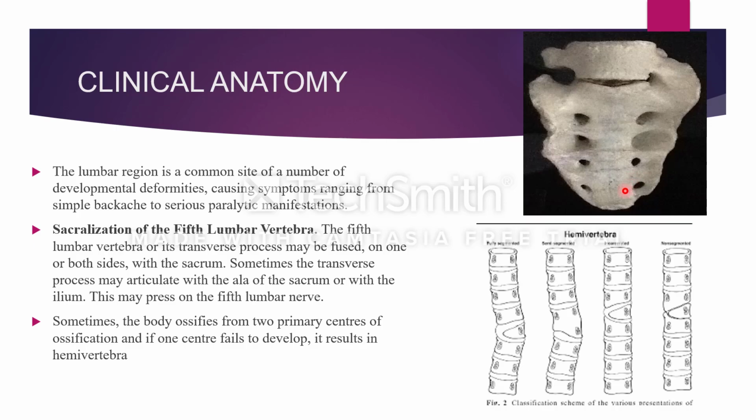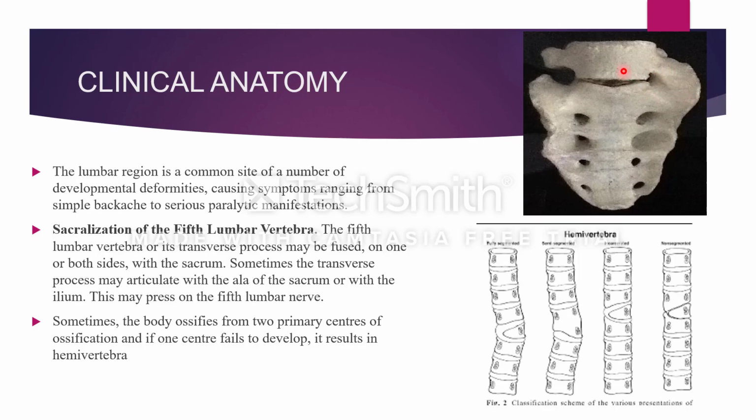What is sacralization? The 5th lumbar vertebra or its transverse process may be fused on one or both sides with the sacrum. Here, this is the 5th lumbar vertebra and this is the sacrum. The left side of the body and the left transverse process are fused with the sacrum. This is sacralization. Sometimes the transverse process may articulate with the ala of the sacrum or fuse with the ilium of the hip bone. They may press on the 5th lumbar nerve, which crosses through this area, so sacralization can compress the 5th lumbar nerve.